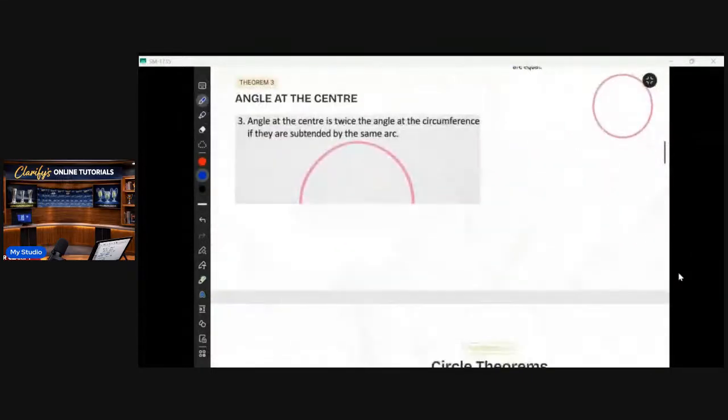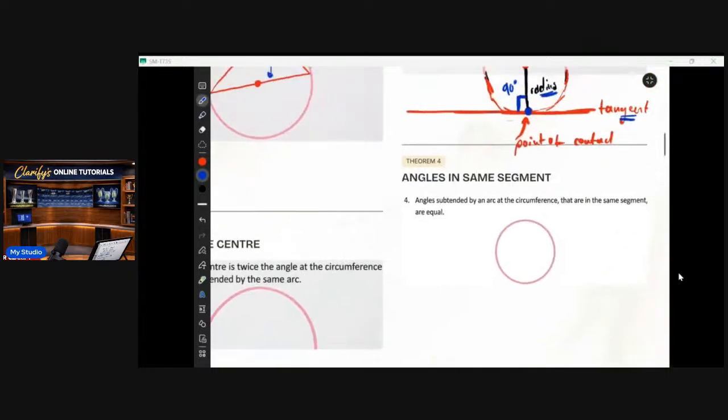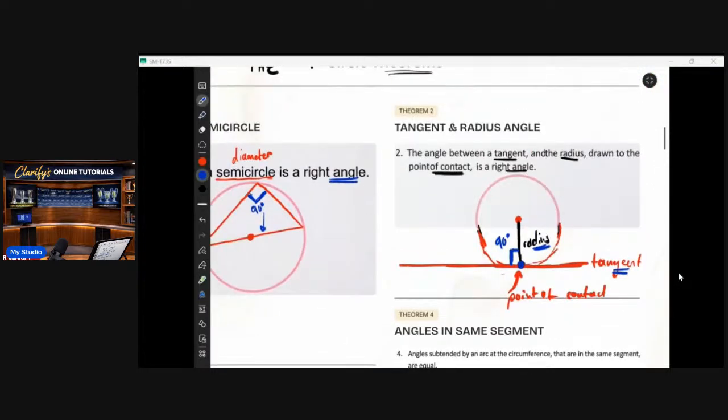Let's look at theorem number 3. So we've seen that the angle made by a diameter is a right angle. And we have seen the angle made by the radius and the tangent at the point of contact. The point of contact is just the point where the tangent touches the circle. If the radius is going to the point of contact, it will meet the tangent there. And when they meet, their angle will be 90 degrees.